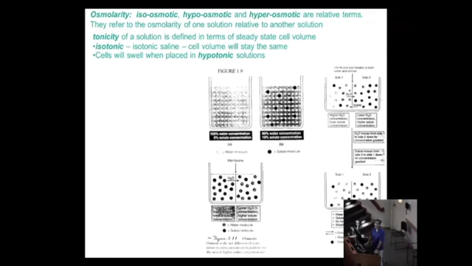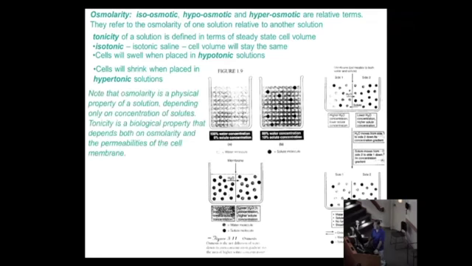Hypotonic solutions cause cells to swell. Hypertonic cause them to shrink, okay? Again, note that this is a biological property of the solution. You must predict what will happen to the cell if you add that solution, or if you add the cell to that solution in the simplest case. In the most complicated case, if you put it into a patient, what's going to happen to the red blood cells, okay?